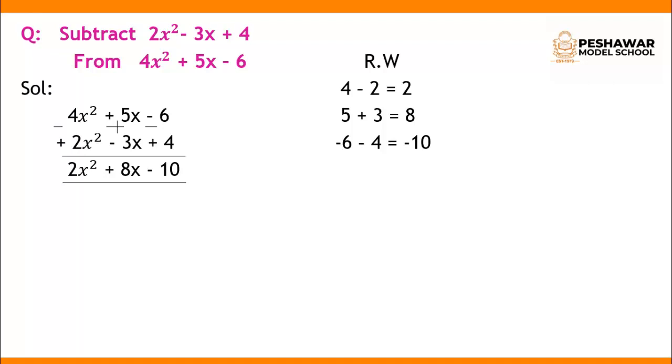Now whenever we have to simplify a subtraction, it is also done by two methods: either the vertical method or the horizontal method. So the steps of method 1, the vertical method, are: the first step is to arrange the polynomials in descending order, same as in addition. Then the next step is to write the like terms in the same column.